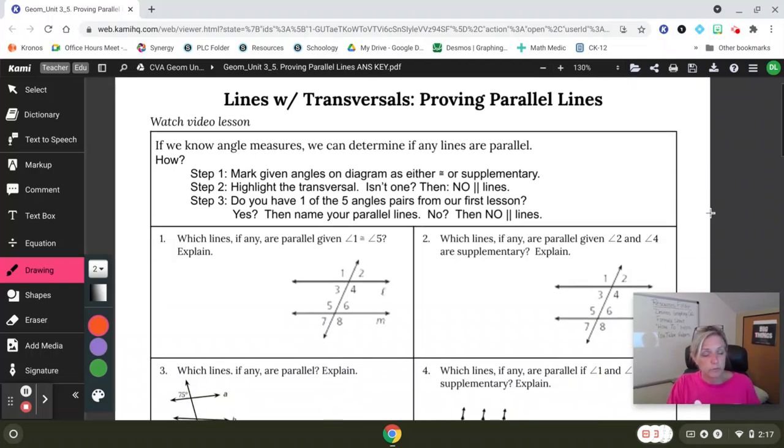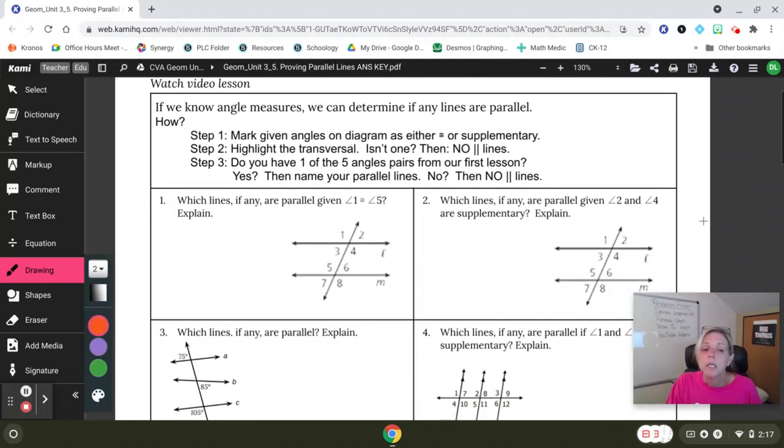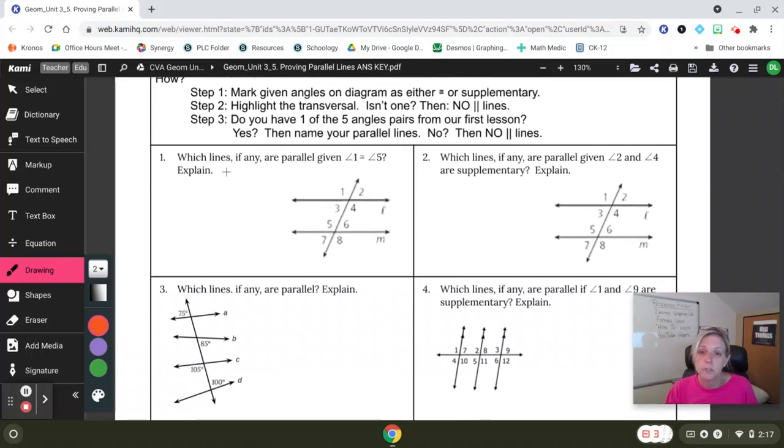So this is kind of the reverse of what we did before. If we know angle measures, we can determine if any lines are parallel by doing these 3 steps. So the first thing we're going to do is mark the given angles on the diagram that they give us. They're either going to tell us that 2 angles are congruent or that they're supplementary, and we need to mark those accordingly.